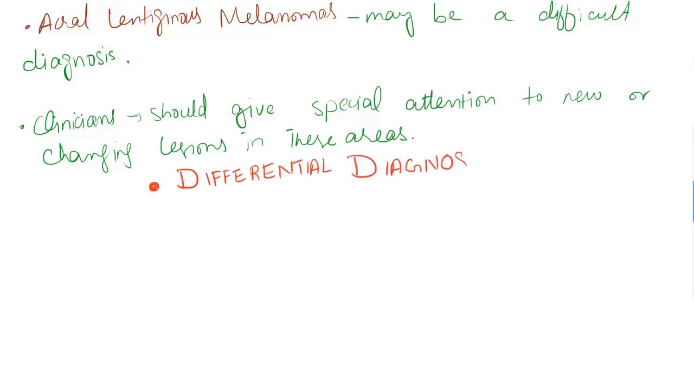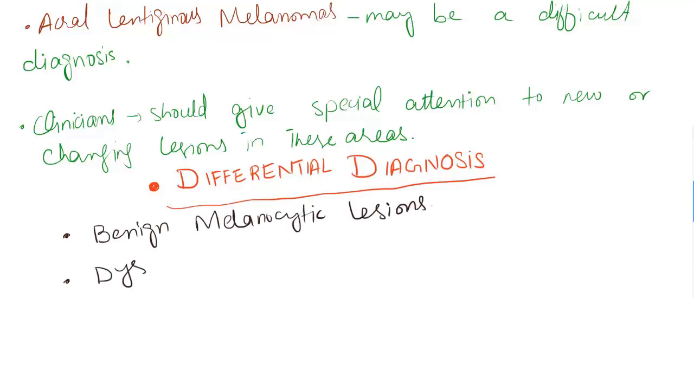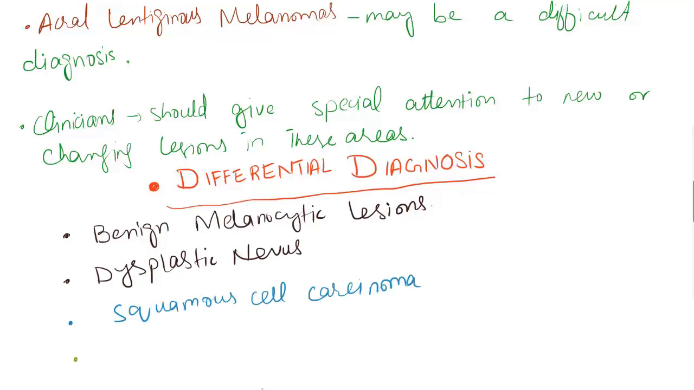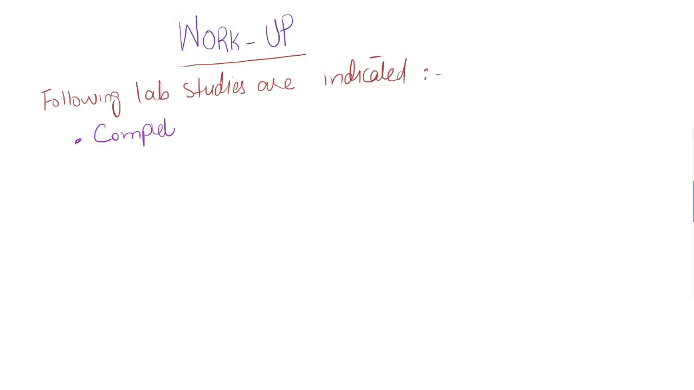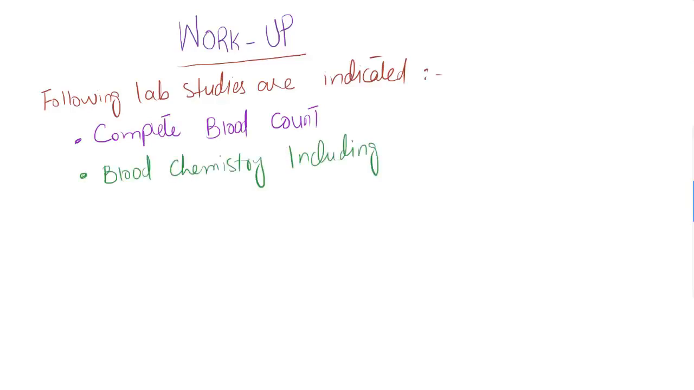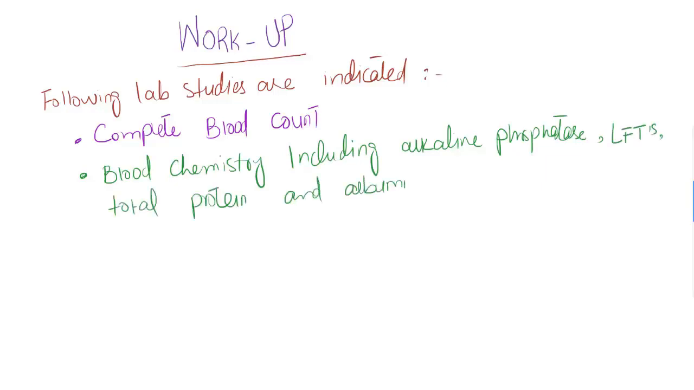Now, differential diagnosis. Differentials to consider in the diagnosis of malignant melanoma include benign melanocytic lesions, dysplastic nevus, squamous cell carcinoma, metastatic tumors to skin, blue nevus, epithelioid tumor, or Spitz tumor. Now, workup for the diagnosis. The following laboratory studies are indicated. First of all, complete blood count, then complete blood profile including alkaline phosphatase, hepatic transaminases, total protein and albumin. This may give a clue to possible metastatic disease.